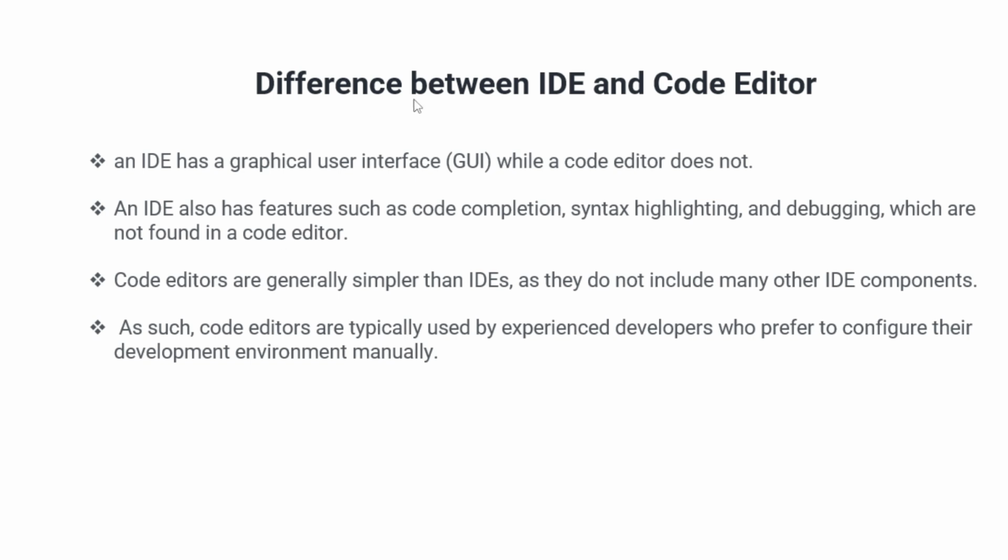If you compare an IDE with a code editor, an IDE has a graphical user interface, GUI, while a code editor does not. An IDE also has features such as code completion, syntax highlighting, and debugging, which are not found in a code editor. Code editors are generally simpler than IDEs, as they do not include many other IDE components. IDEs are more extensive. They have way more features, whereas code editors are simpler. And such code editors are typically used by experienced developers who prefer to configure their development environment manually.